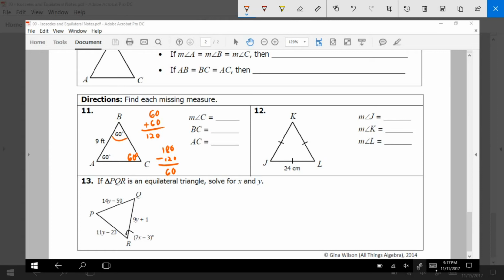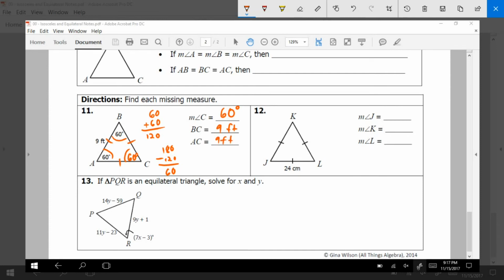That means all three angles are the same. They're equiangular. So that means all three sides are, let me write that in here. Boom, 60 degrees. All three sides is equilateral. They're all the same. Boom, congruent. So BC is going to be 9 feet. AC is also going to be 9 feet.